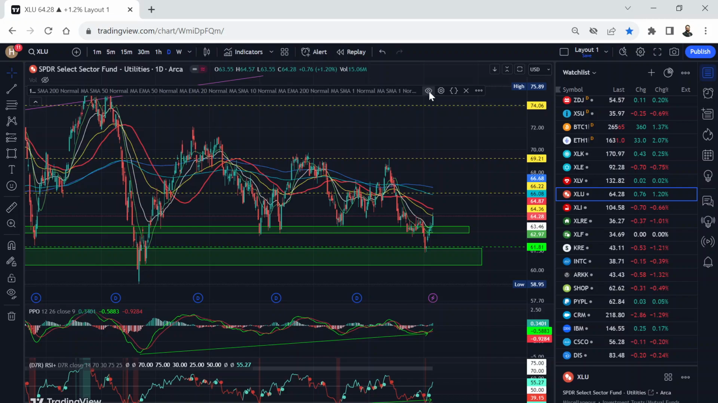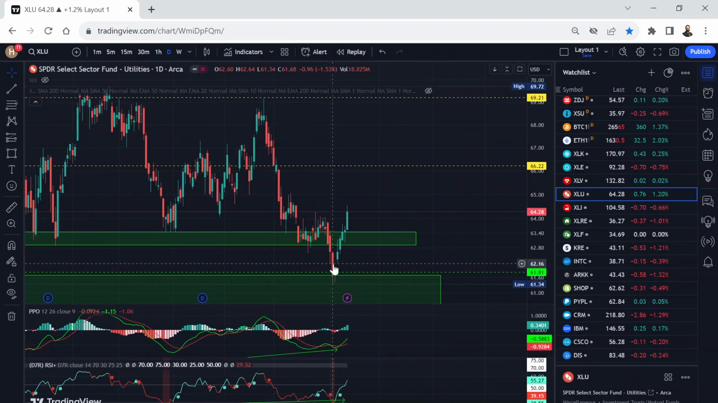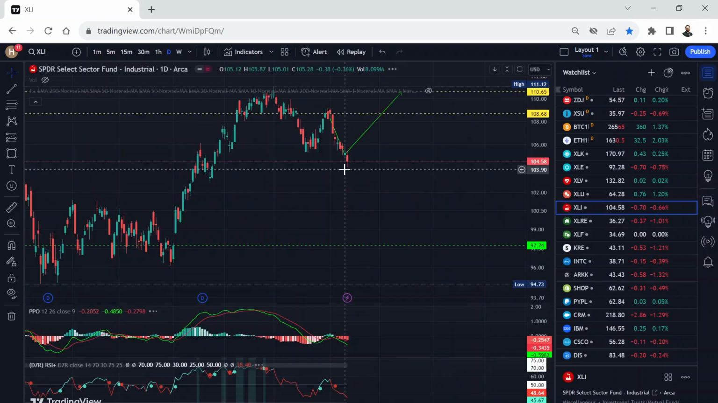If I bring in all the SMA, EMA lines, it's trying its best to have a V-shaped recovery. The only thing you need to worry about is there's this big gap left, and that gap will be filled at some point. I don't know when.